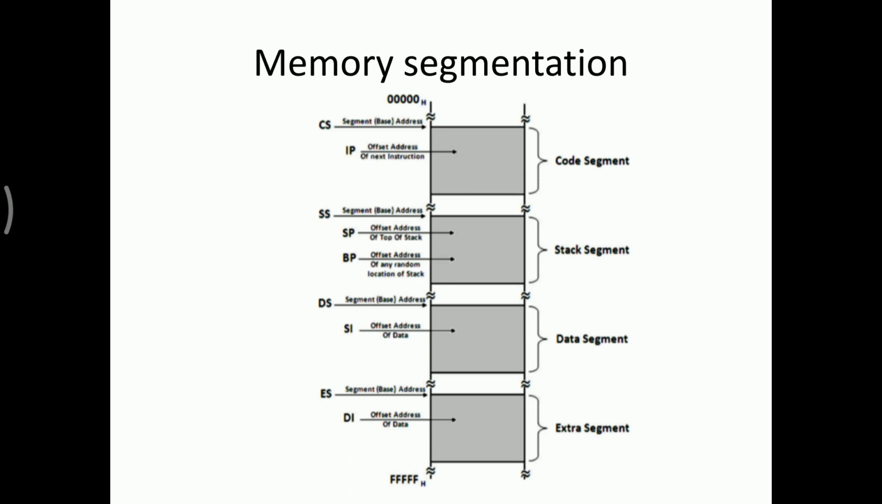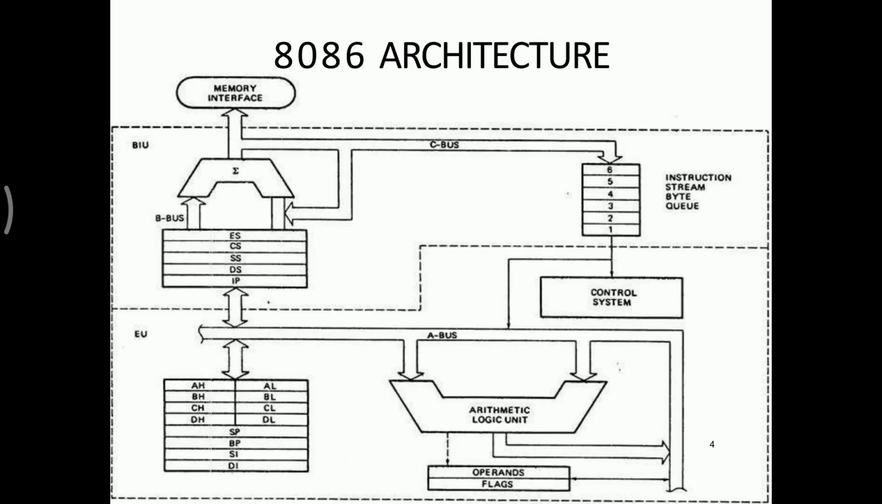So this is memory segmentation, where the data will be stored and retrieved. The first one is the code segment, then the stack segment, data segment, and extra segment. Here the segment registers will be CS for the code segment, SS for the stack segment, DS for the data segment, and ES for the extra segment. The offset address for the code segment will be IP, SP and BP for the stack, SI for data, and DI for the extra segment. So this is about the memory segments.